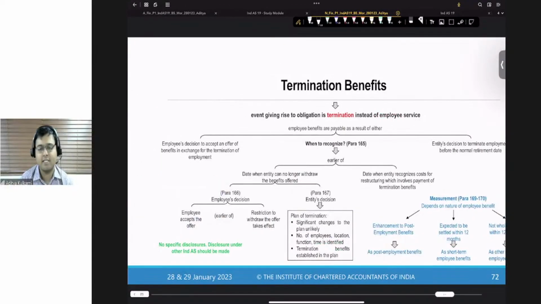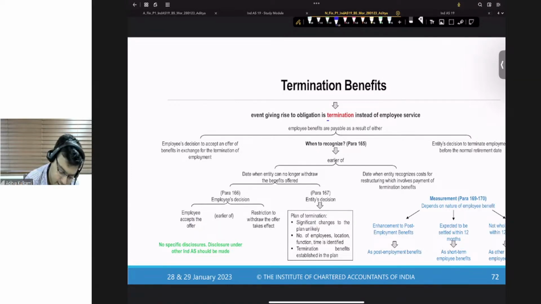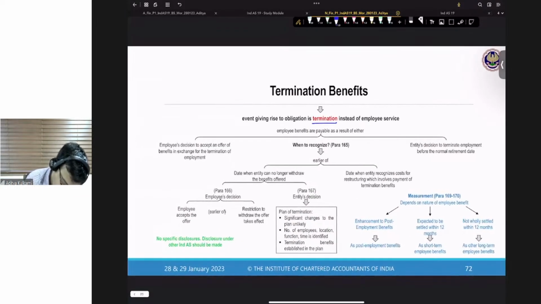Last one is termination benefits. When you are terminating employees, the triggering event is termination, not employee service. A VRS comes, you tell employees to leave, we are giving you this benefit. So it is not a benefit for what he has served, it is a benefit because you are terminating him. So benefits are payable as a result of two things: the decision to accept an offer of benefits in exchange for termination of employment, and the entity's decision to terminate employment before the normal retirement date. As a result of either of these two things.